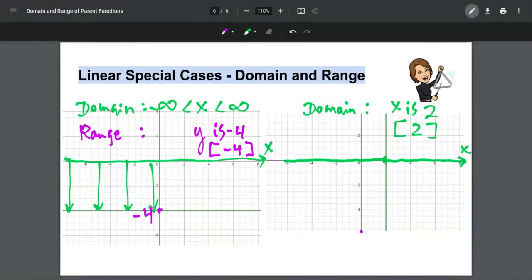Now the range, I'm starting in negative infinity. The function goes on forever. And yes, I can see something all the time, no matter what I do, where I go. So the range could be anything. Okay, my range is y is anything I want it to be. All real numbers. Boom. Okay, this is how you can say that.